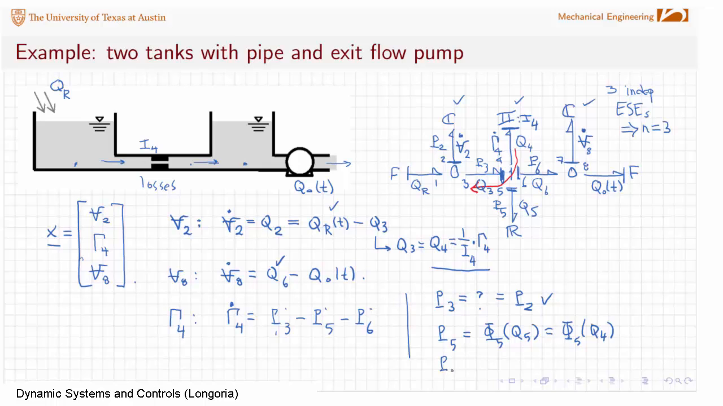Lastly, P6. What is that? Well, that's coming, verify it, it's coming from P8, which depends on V8. Finish that in complete form. Since these are nonlinear because of this form here, you would not be able to write these in linear state space form, but you could write them as state equations in the form of functions of the states and the inputs.